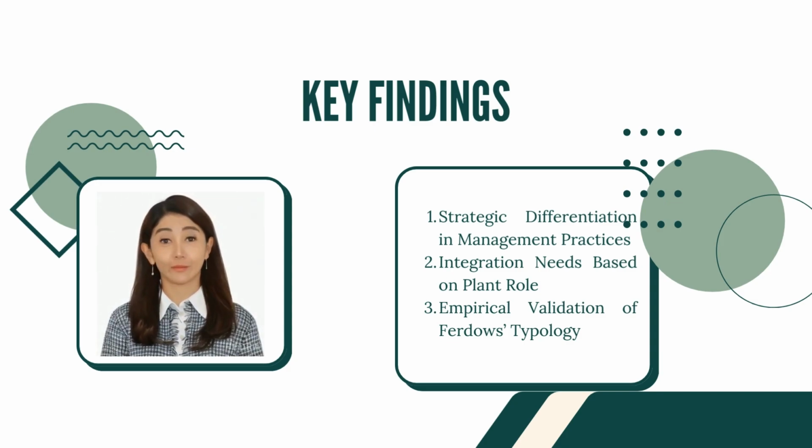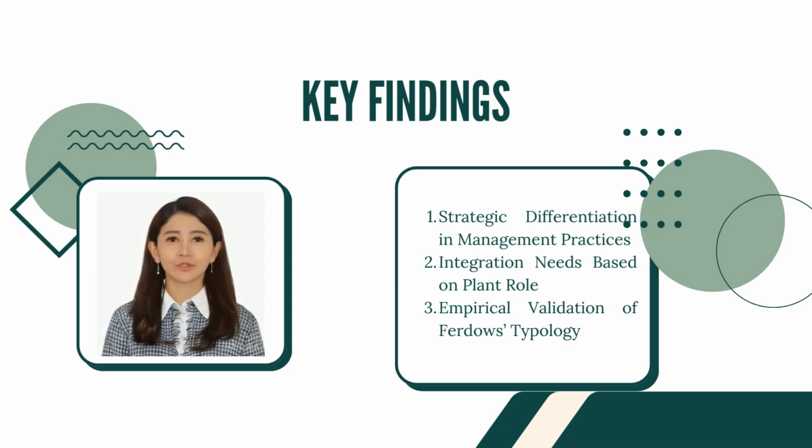Integration needs based on plant role. Different plant roles have varying levels of integration needs. Star and expert plants tend to be more integrated with internal functions, like development and purchasing, as well as external partners, customers and suppliers, to enhance their strategic role. Empirical validation of Firdau's typology.